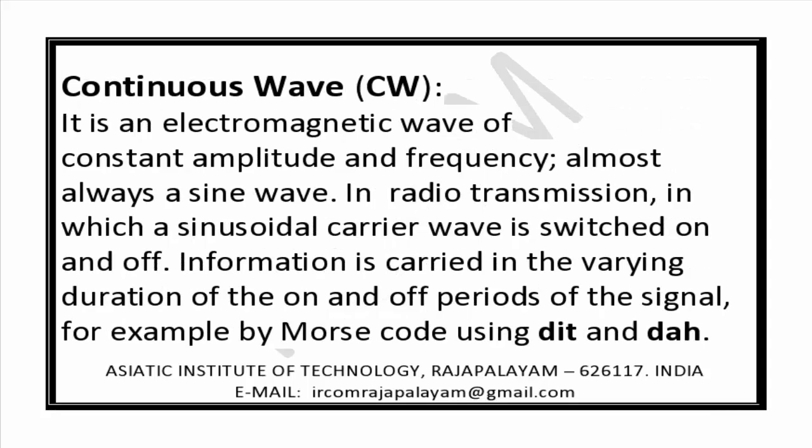CW wave, that is continuous wave or carrier wave. It is an electromagnetic wave of constant amplitude and frequency, almost always a sine wave. In radio transmission, in which a sinusoidal carrier wave is switched on and off, information is carried in the varying duration of the on and off periods of the signal, for example by Morse code using dit and dah.